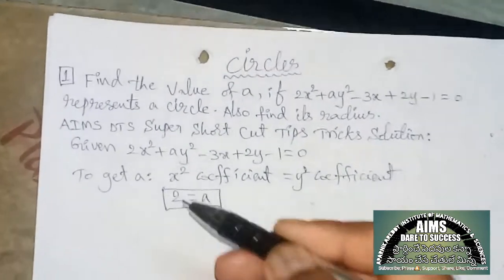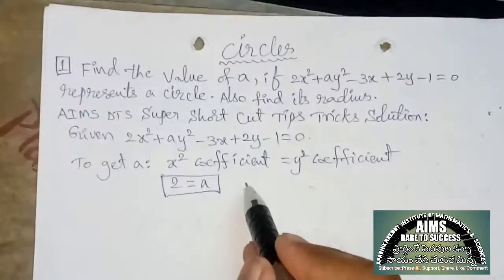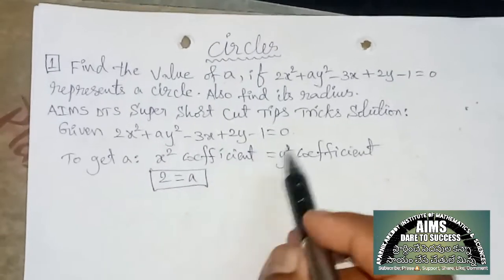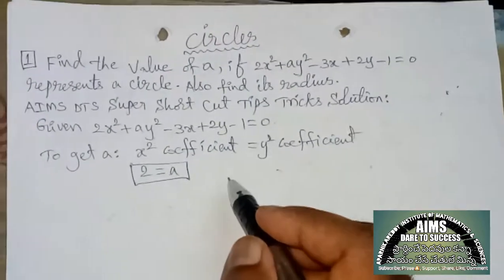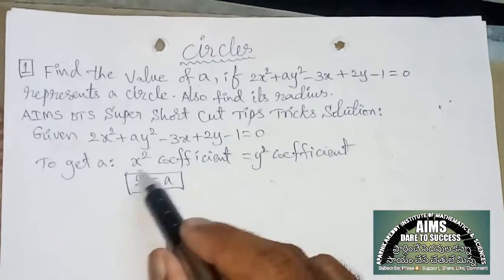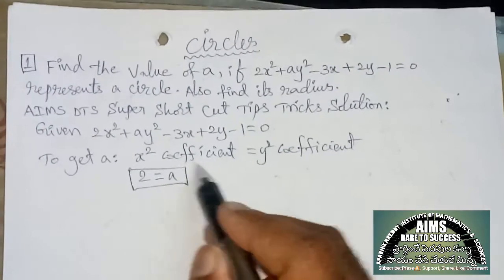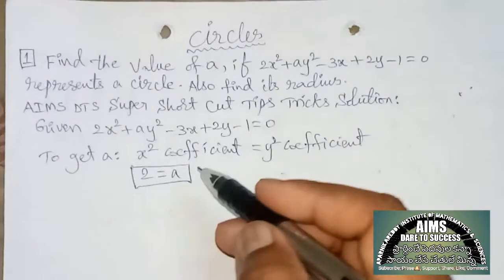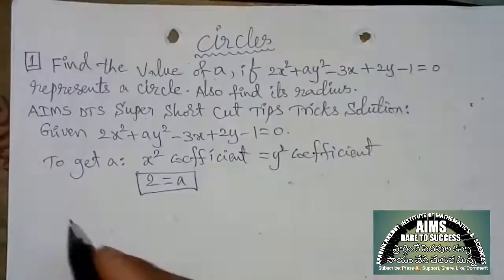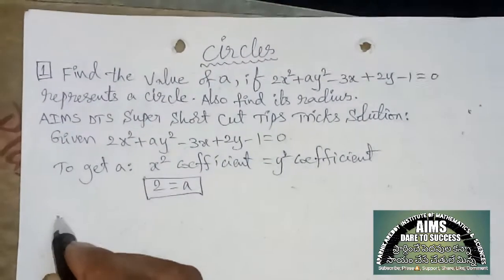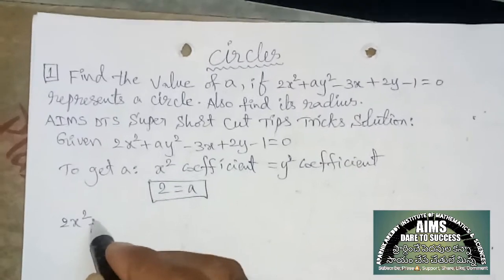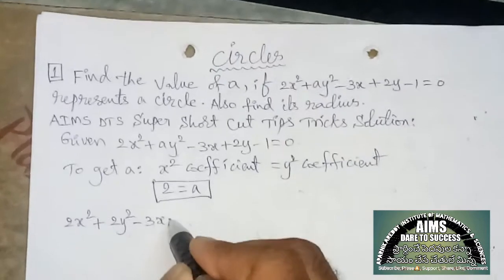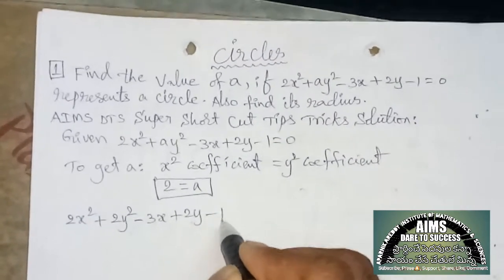Why? Because in the standard equation of the circle, the x square coefficient and y square coefficient are 1. So they are equal in the standard equation of the circle. According to that concept, to find a value, you can take x square coefficient equal to y square coefficient. So we got a value. Again substitute in this equation of the circle.